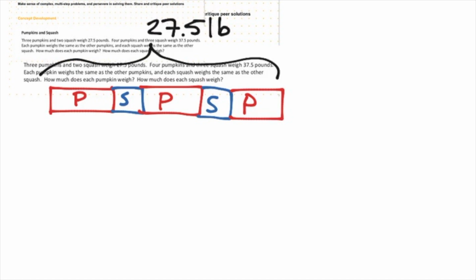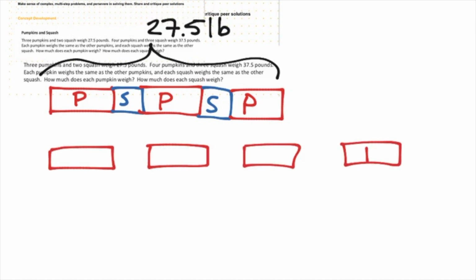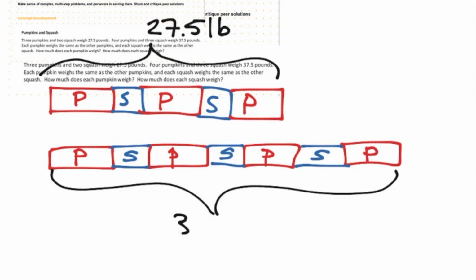27.5 pounds. Then it tells me, for the next one, 4 pumpkins and 3 squash. Okay, 1, 2, 3, 4 pumpkins and 3 squash. 1, 2, okay, great, 3, and it tells me that this total is 37.5 pounds. I'm using this as, if you're thinking for your plan of attack, this is what I know. I'm just drawing it into a picture. Okay, each pumpkin weighs the same and each squash weighs the same. How much does each pumpkin weigh?